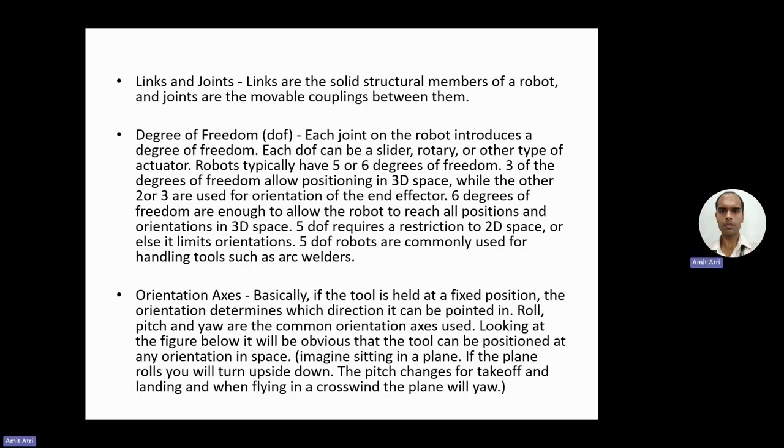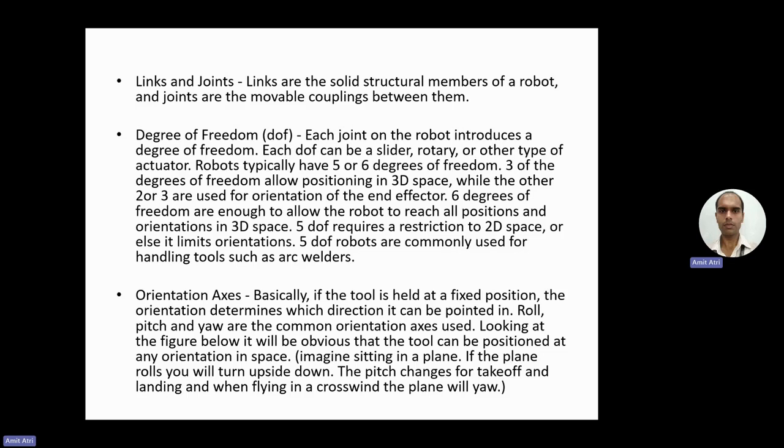3 degrees of freedom allow positioning in 3D space, while the other 2 or 3 degrees of freedom are used for orientation of the end effector. End effector is like the fingers in our hands, in our palm.